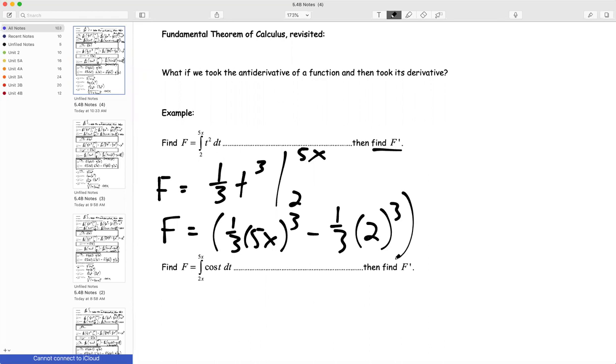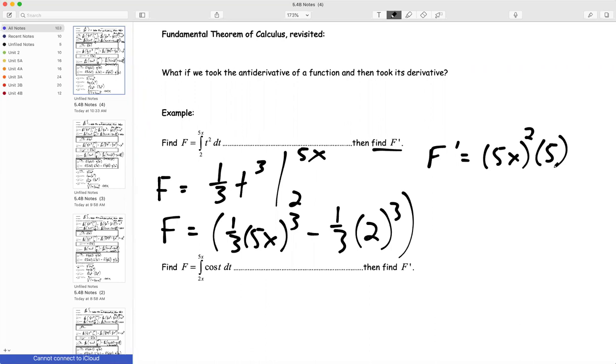So this is f. Then I asked to find f prime. So I'm going to take the derivative of what's inside the parentheses here. So derivative of 1/3 (5x) raised to the third power. I'm going to use the chain rule. 3 comes out front. 3 times 1/3 is 1. The 5x comes down. I decrease my exponent by 1, which gives me 2. And then I multiply by the derivative of the 5x, which is 5. And the derivative of the second part there is 0.